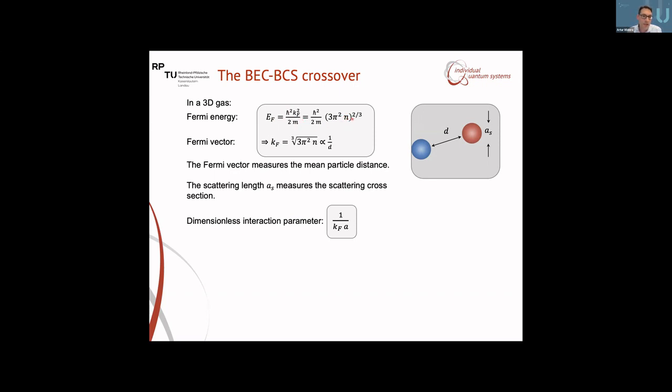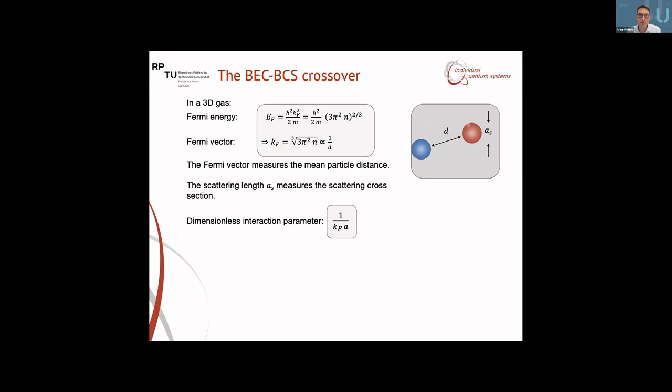If you massage this a little bit, this connection between Fermi wave vector and the density, you find that the Fermi wave vector is nothing but a measure of the inverse particle distance. So in a Fermi gas, the inverse particle distance is quantified by the Fermi wave vector.